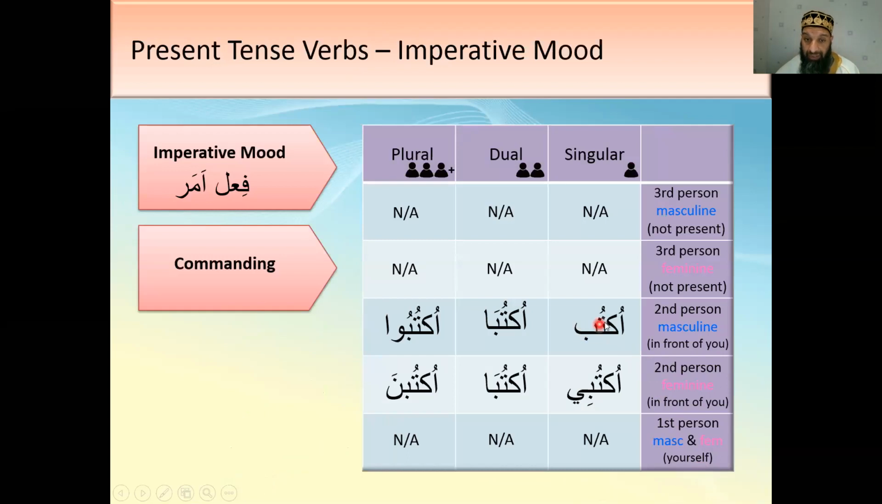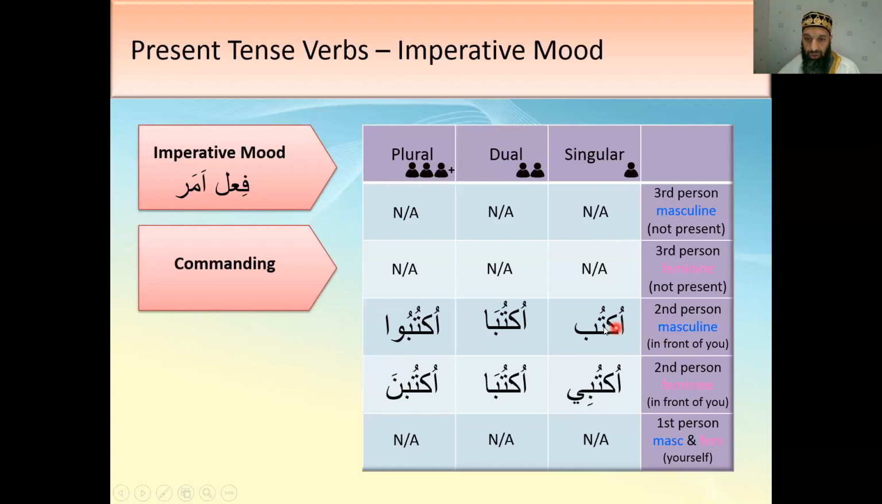And these are the imperatives for kataba. So why do we not use third person? Because when you're commanding somebody, you can't command somebody who can't hear you. So you're commanding only in second person. And you don't command yourself. It's just commanding somebody who can hear you. So uktub, uktuba, uktubu, uktubi, uktuba, uktubna. Them are the six ways of commanding somebody to write.